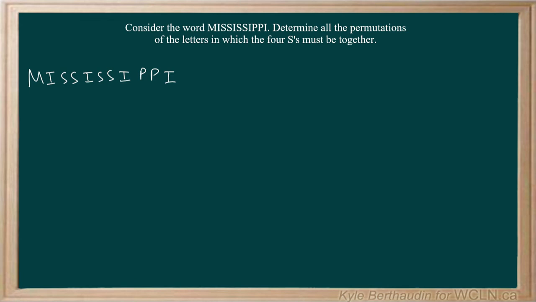Consider the word Mississippi. Determine all the permutations of the letters in which the four S's must be together. So here's our word Mississippi, but we are given the condition that the four S's must be grouped together. One possible case of the four S's being grouped together could look like having the four S's at the very start of the word Mississippi, and then the remaining letters following that.